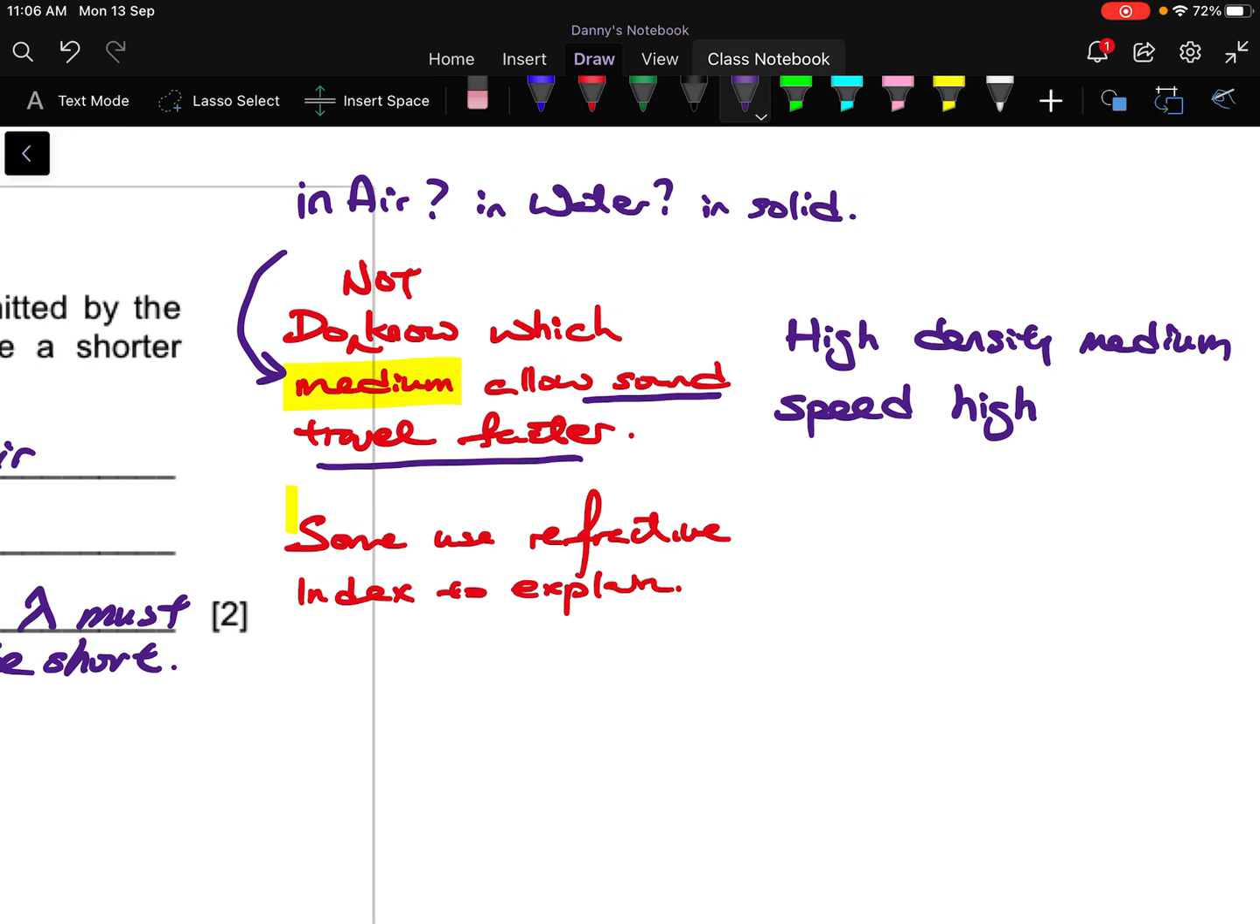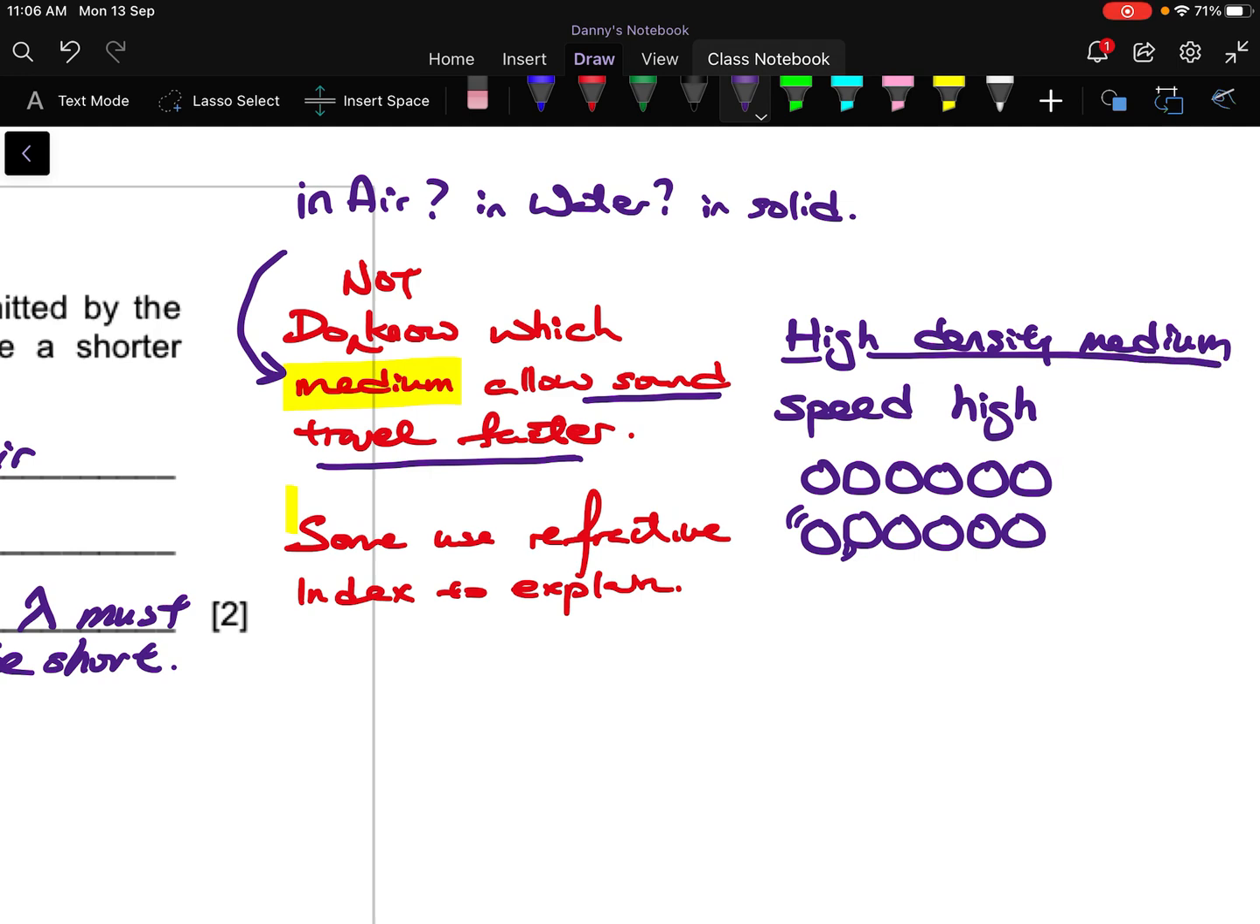Okay, they are correlated because if you have particles that are very dense, meaning that your particles are very near to one another, when one particle vibrates, it will be able to transmit this vibration to its neighbor very, very quickly. So we say that if your medium is of high density, the speed of sound will be high.